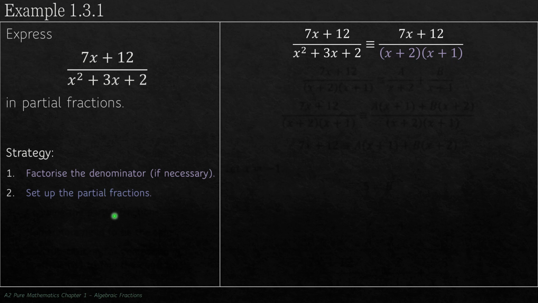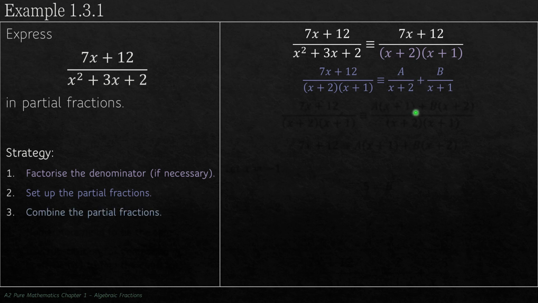Next, set up the partial fractions. Well, going back to the previous slide where we said each linear factor in the denominator gives you a separate partial fraction. Here I have two linear factors, x plus 2 and x plus 1. So I'm going to get two partial fractions with those denominators, x plus 2 and x plus 1. I don't know what the numerators are yet, so just think of a couple of letters and put them in the numerators. I could put plus or take away in between. It's simpler to put a plus.